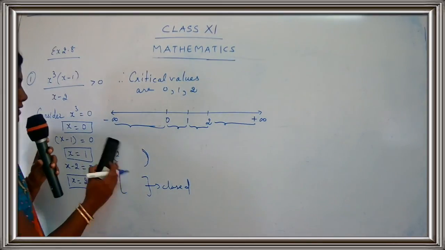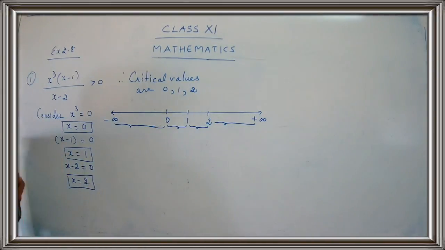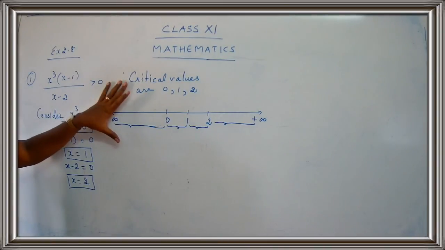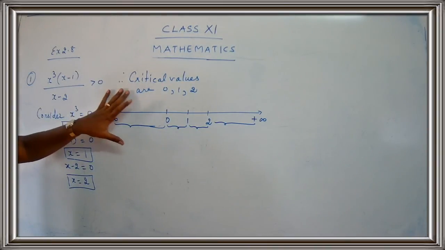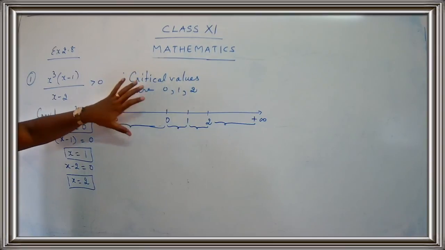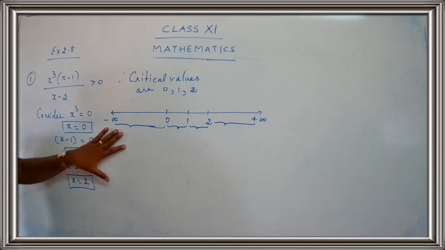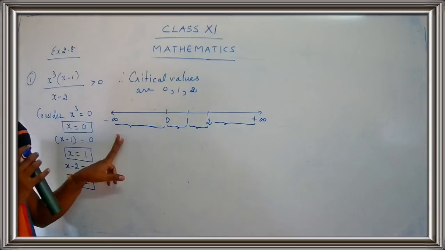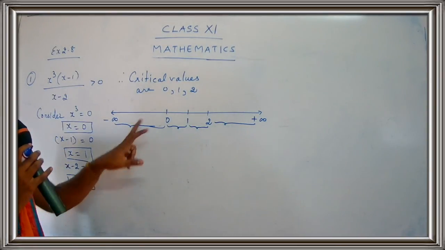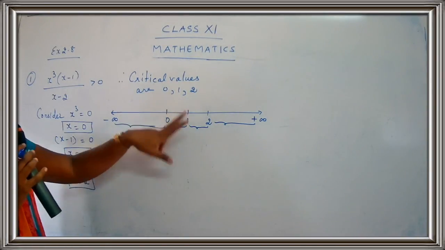Okay, so just write down the critical values. I hope you are clear with this part. You would have got how we got the values for x, that is, we have found the critical values. After getting the critical values, you are going to plot them on the number line. So we have drawn a number line, and remember, always take minus infinity and plus infinity, and then just plot the points 0, 1, 2.